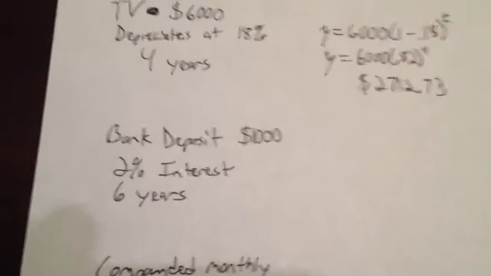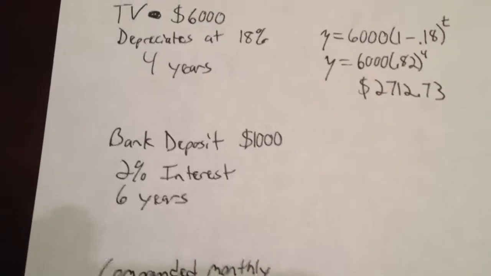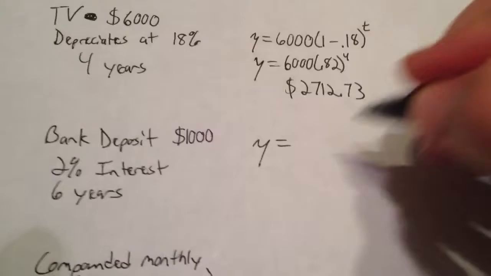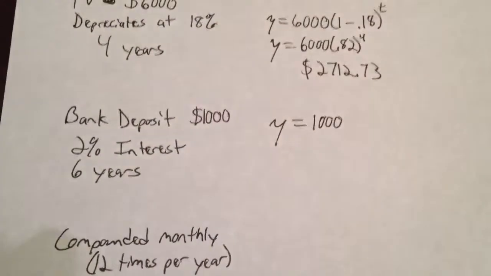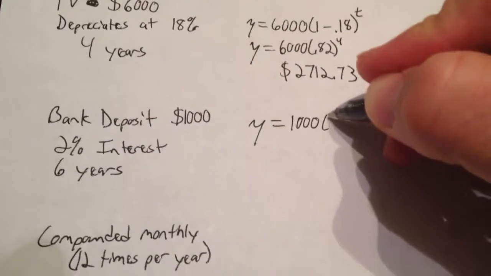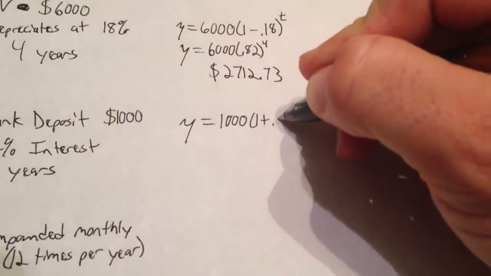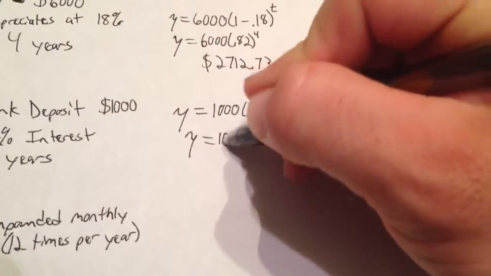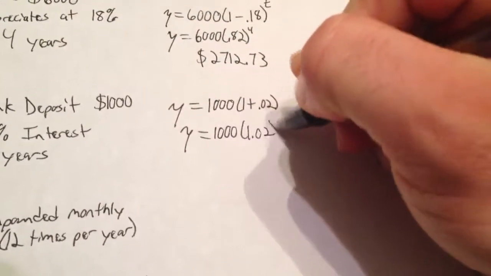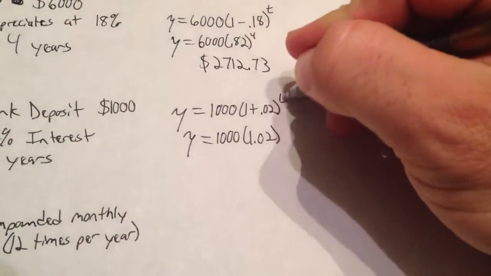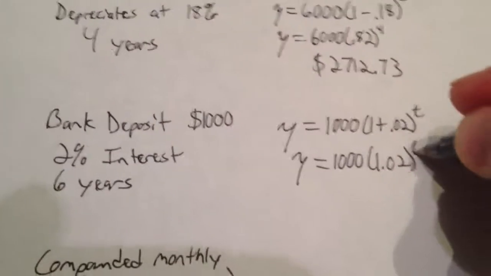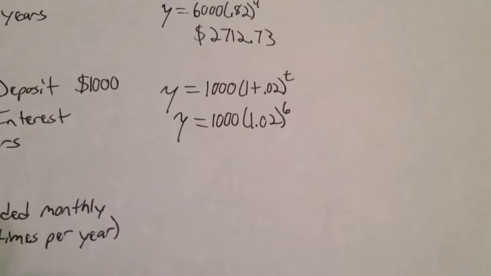If we have a bank deposit of $1,000 and we have 2% interest, 6 years, we take our beginning amount of $1,000 deposit. The 2% interest that is added is going to be 1 plus the rate, 1.02 is what that simplifies to. And we raise that to the t power for our time. In this case, we're going to look at 6 years. 6 years is what we're going to plug in there for our time.